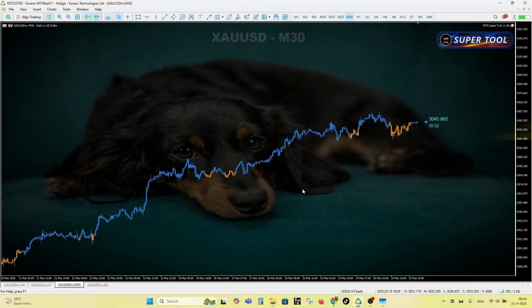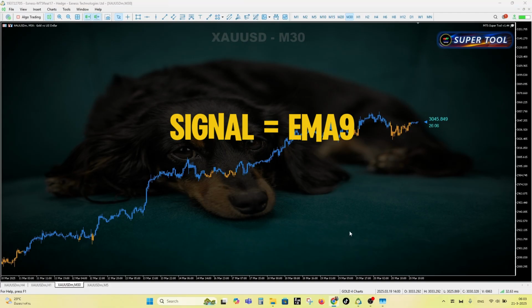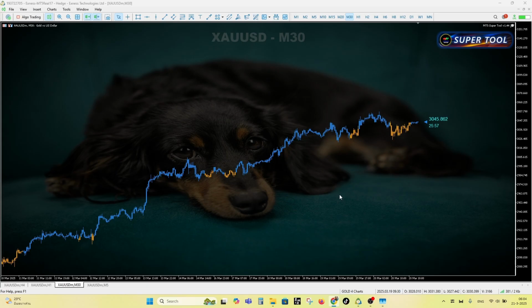The signal line is just a 9-period EMA of the MACD line itself. Think of it as a smoother, calmer version of the MACD line. It lags a little behind, and that's on purpose. It helps us confirm when the momentum might be shifting.